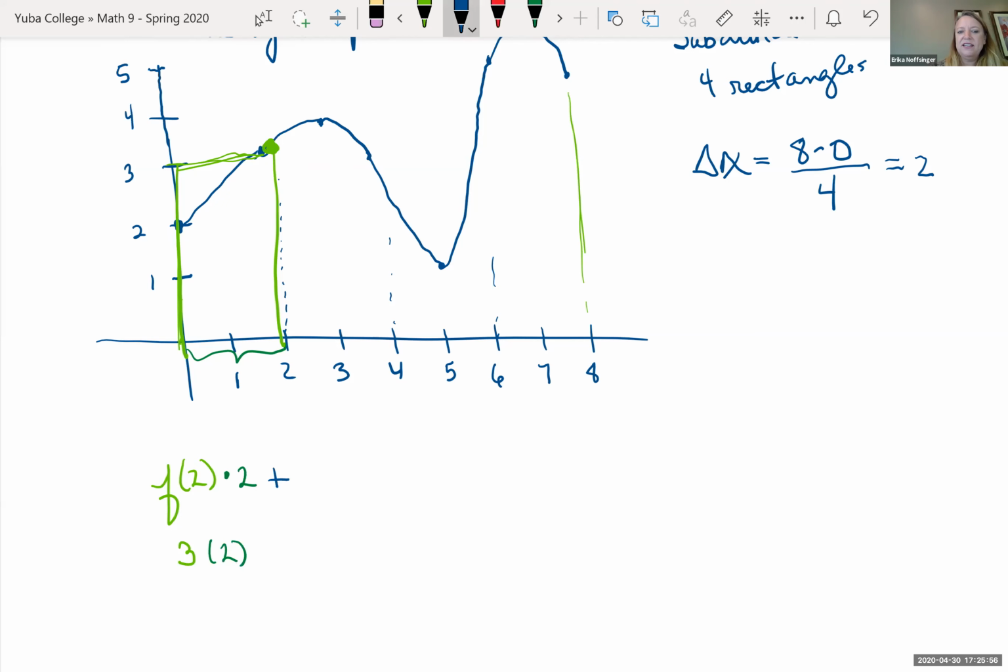So plus, if I'm doing the right-hand bound, I'm going to hit 4. I'm going to go up on my graph. That's where it's hitting the graph. And so I'm going to make my rectangle, and that's going to be the height. And so f of 4, notice f of 4 is 2. So the height is 2 times the width, which is also 2.